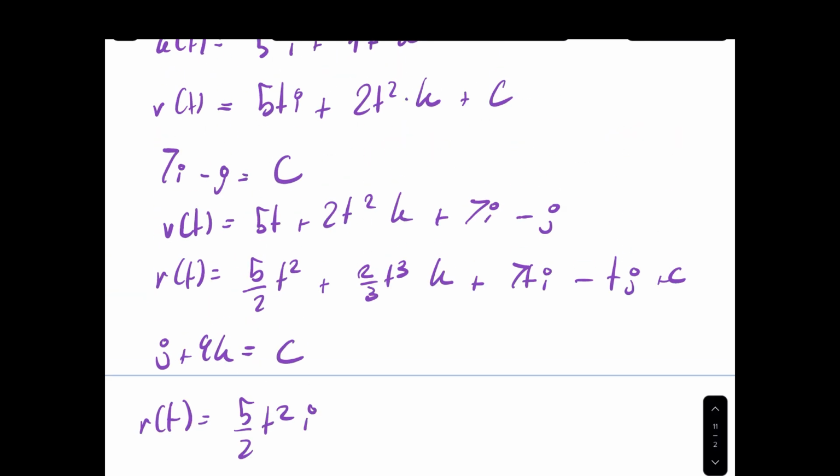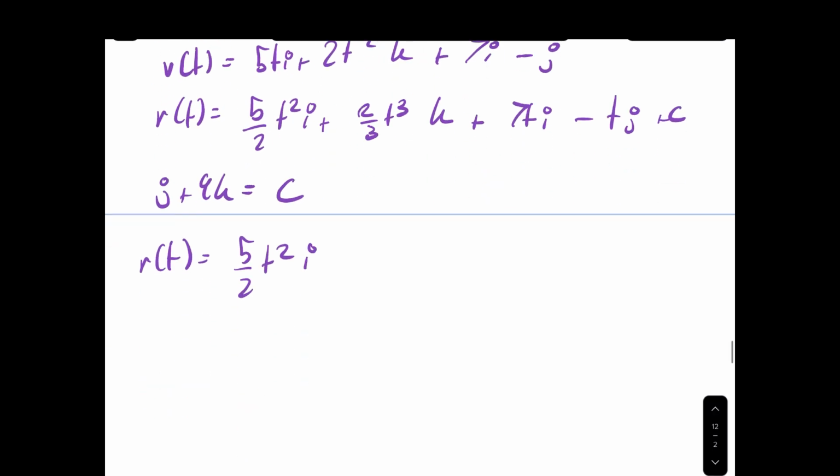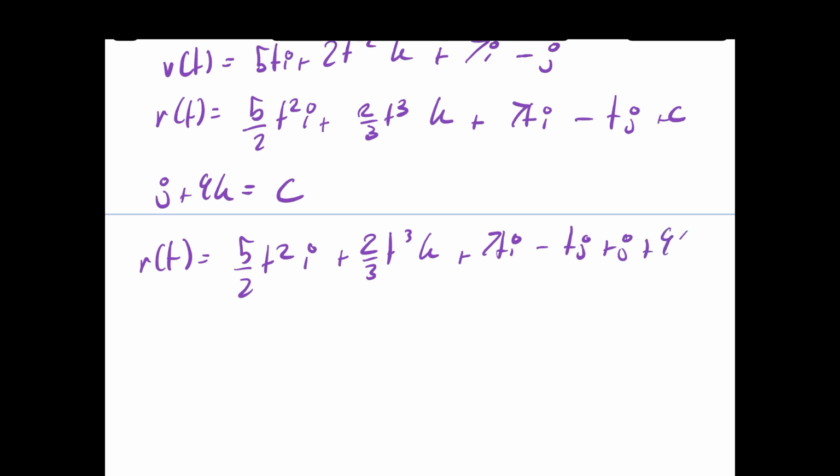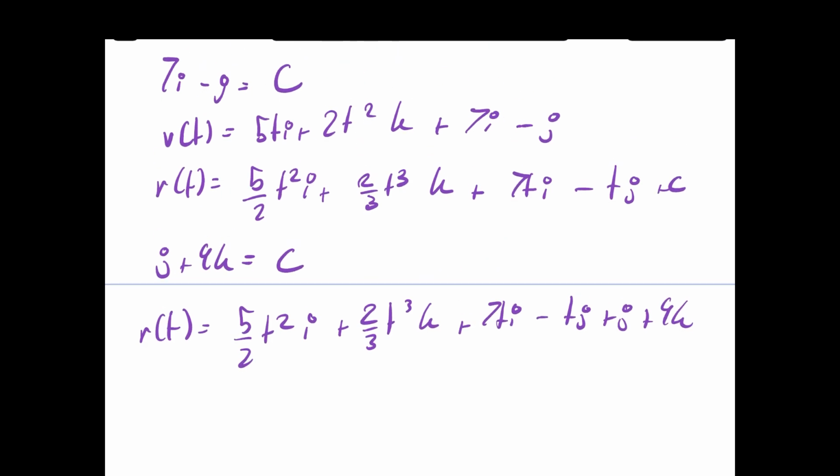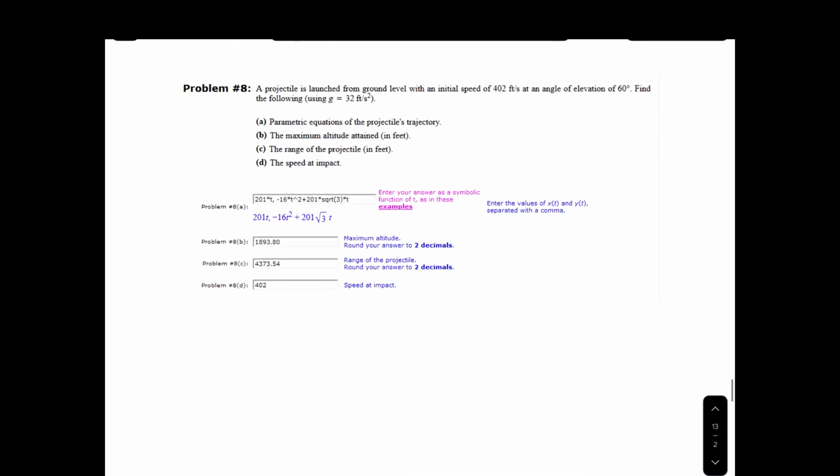I don't know how I keep forgetting that. There we go. Plus 2 over 3 t cubed k plus 7ti minus tj plus j plus 9k. And if I check that, the first one, 5t plus 7. Then for j, we have -1. And then we have t squared. And yeah, so let's finish this up.